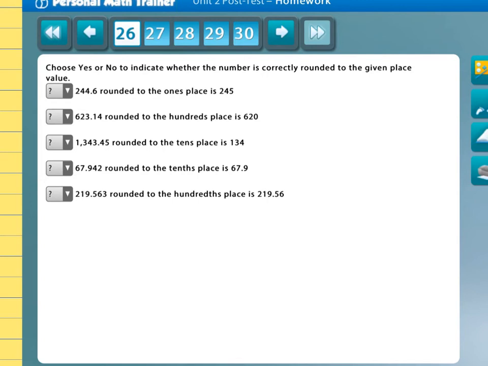All right, so 67 and 942 thousandths rounded to the nearest tens place. I know this is going to be false because that's not rounded to the tens place, that's rounded to the tenths place. So this number should round up, the nearest 10 is 70, 7 tens.